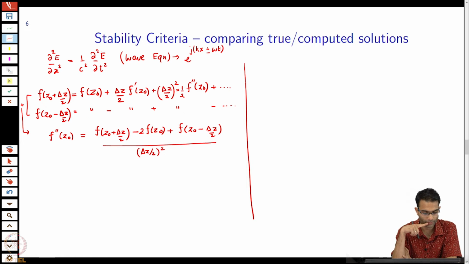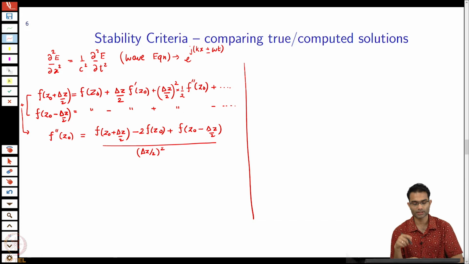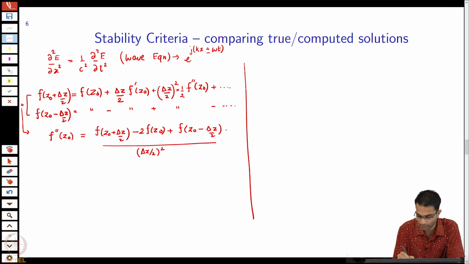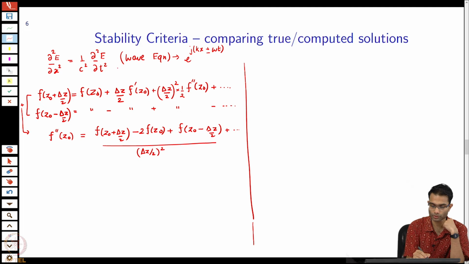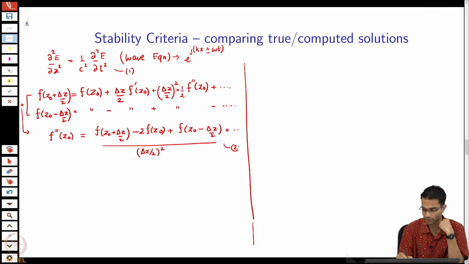Is that right, or are we missing any term? So, in general, you can just leave it at this. This is the plus higher order terms, which we need not worry about. So, let us call this equation 1 and this is now equation 2.